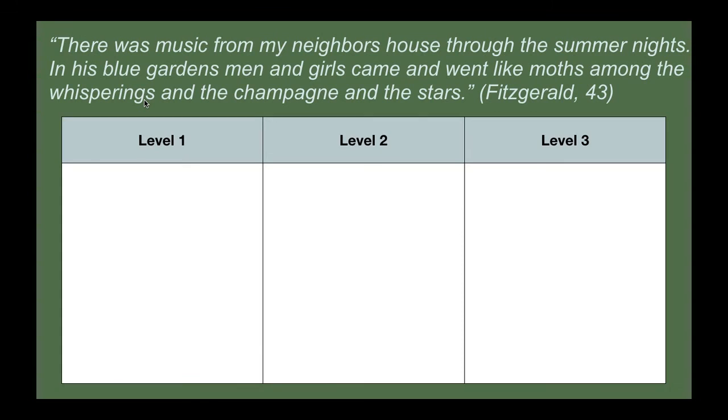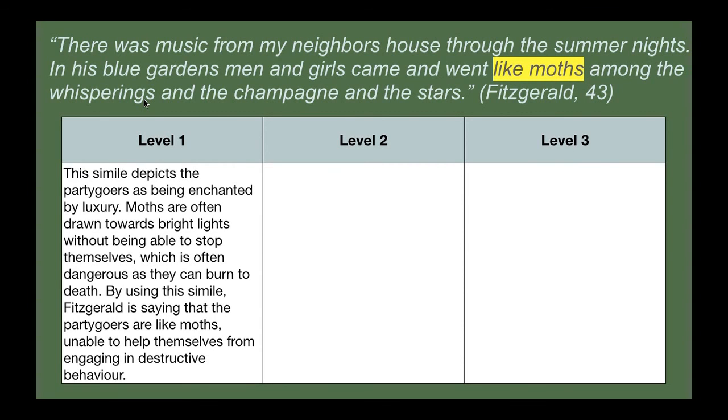There's a lot we can look at here. There's many different specific uses of language, figurative language and story elements that we might want to analyse. For this example, let's look at this simile here. Like moths, this is an interesting way to describe people. Maybe we could say that this simile depicts the partygoers as being enchanted by luxury.